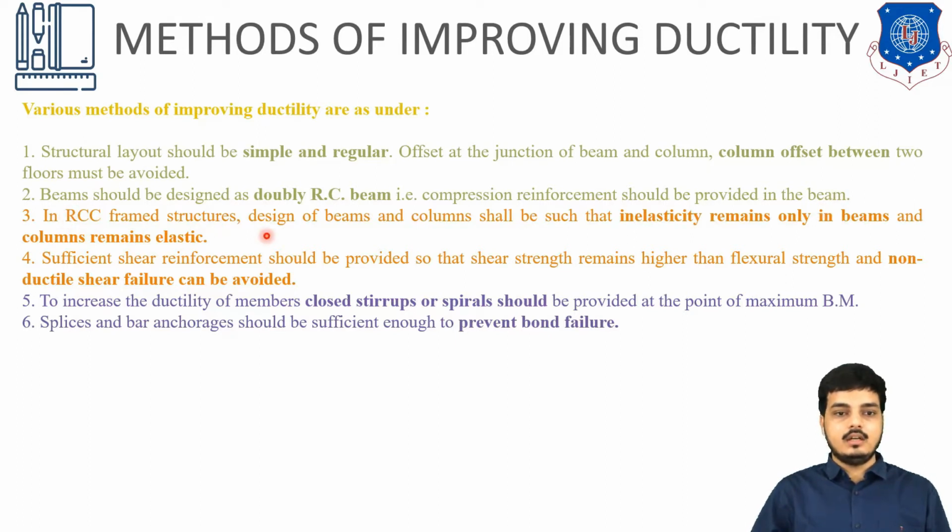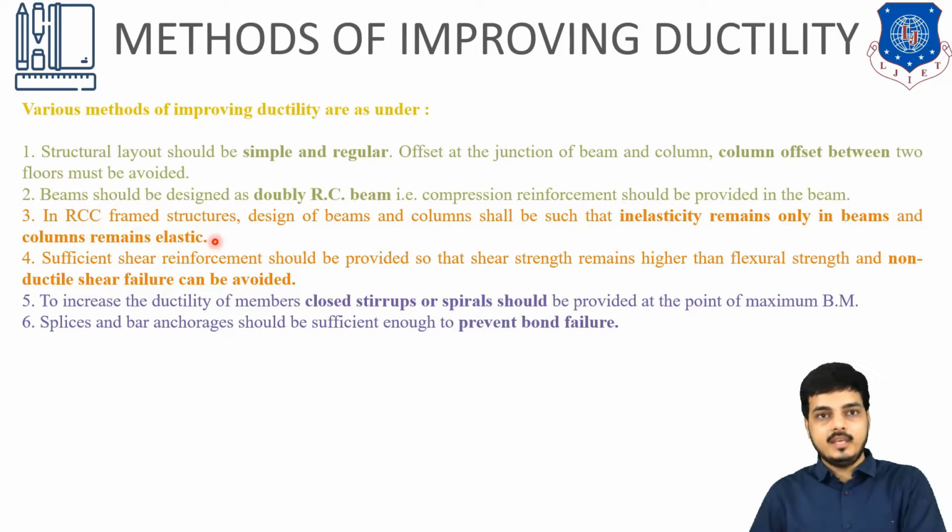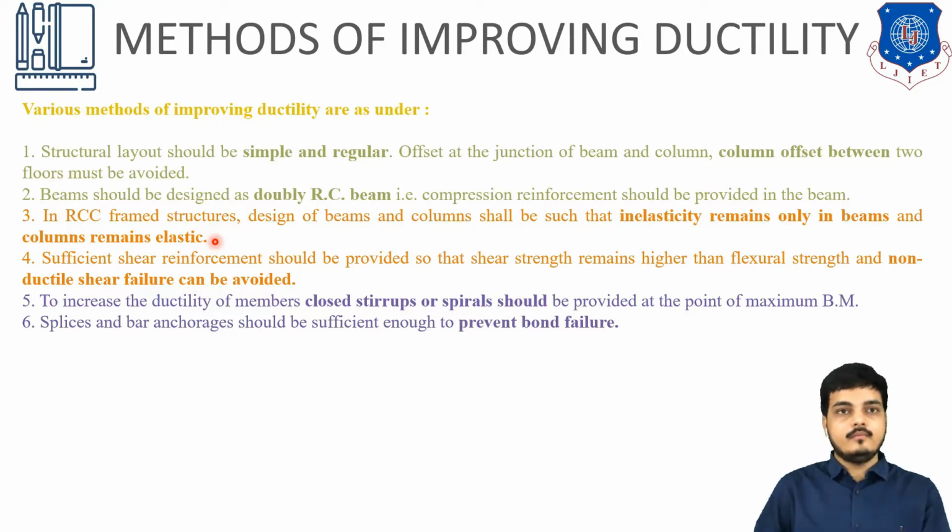In an RCC frame structure, the design of beam and column shall be such that inelasticity remains only in the beam and the column remains elastic. What it says is that the column should be stronger compared to the beam, like the strong column, weak beam theory. Sufficient shear reinforcement should be provided in the beam so as to have shear strength better than the flexural strength, so that non-ductile shear failure can be avoided.